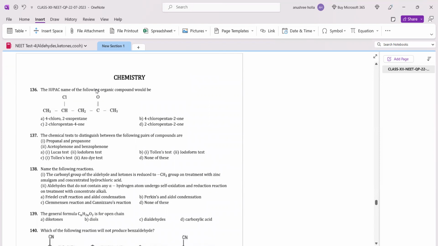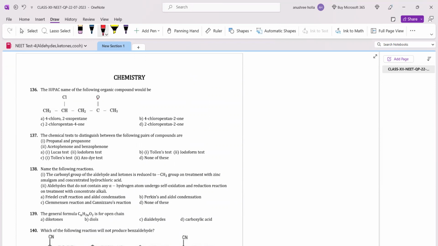Okay, they've given this compound. We have to give the IUPAC nomenclature for that. Very easy question. So basically we'll take this as a parent chain, and we have to give topmost priority to this ketone group. So we should start numbering from this carbon: 1, 2, 3, 4, 5.